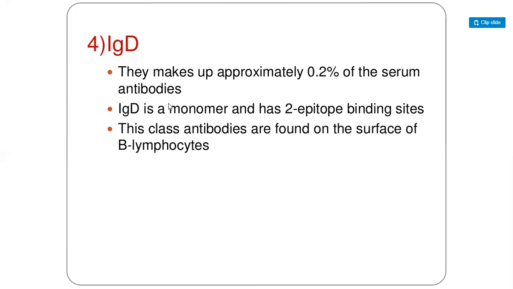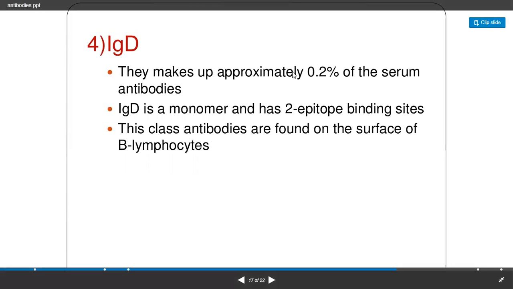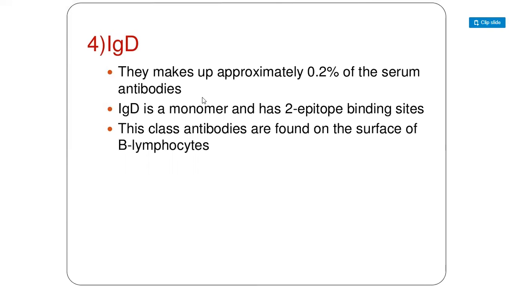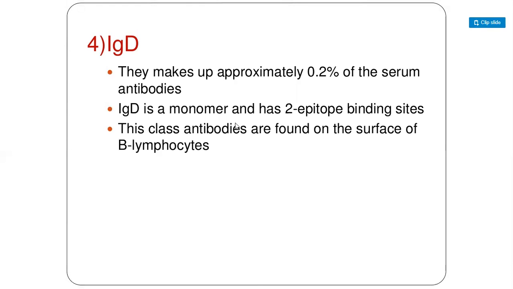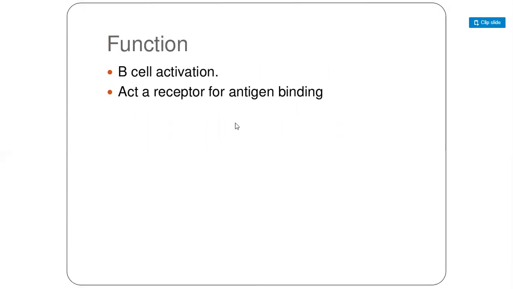IgD is another immunoglobulin which contains the delta chain, and it is present in small numbers. Approximately 0.2% of the serum immunoglobulins are IgD. IgD is a monomer and has two epitope binding sites. This class of antibody is found on the surface of B lymphocytes. What is the function? It is used in B cell activation, and it acts as a receptor for antigen binding.